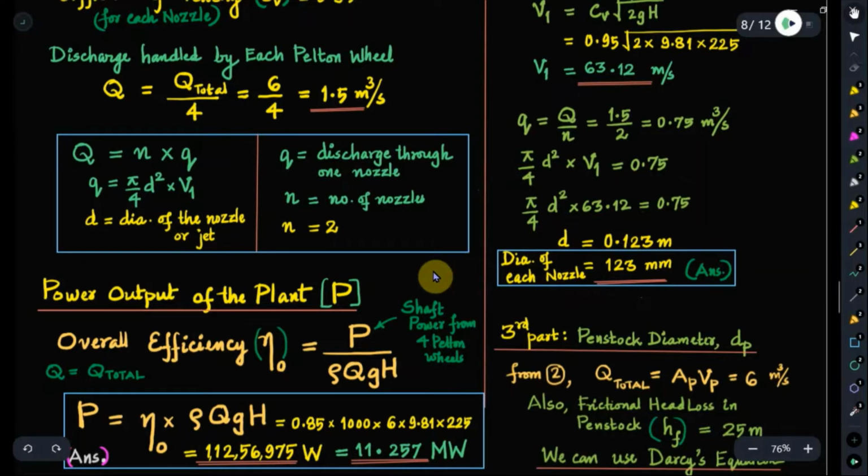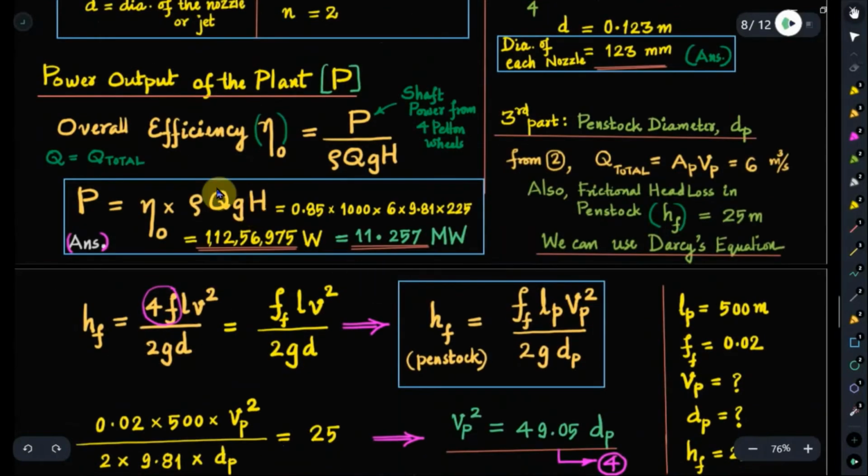Now the second part of the question, we have to find out the power output of the plant. That means here we have 4 Pelton wheels in the plant. So we have to find out the shaft power produced by all the 4 Pelton wheels. So overall efficiency, we know that it is the ratio of overall output to overall input, that is the shaft power from 4 Pelton wheels in this case divided by the overall water power input. What is the overall water power input? It is rho Qg into the net head H.